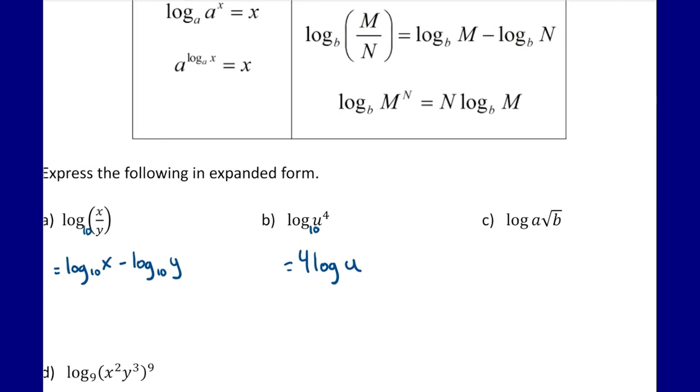Log base 10 of a root b. We don't see any operation between the a and the b, but we can assume there's a multiplication in there. So we can rewrite this as log base 10 of a plus log base 10 of root b. Again, even though we don't see the 10 there, we can assume it's there.